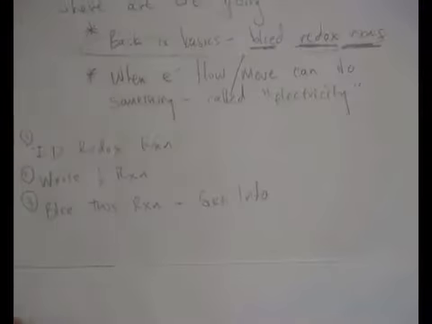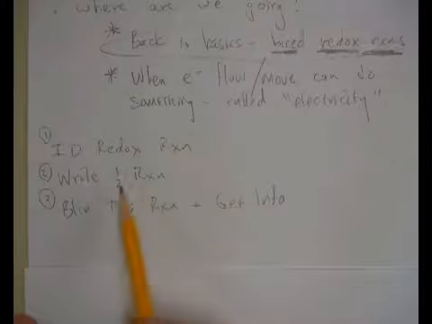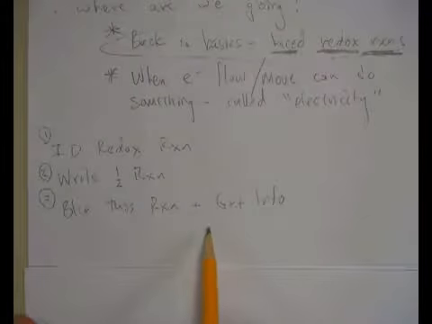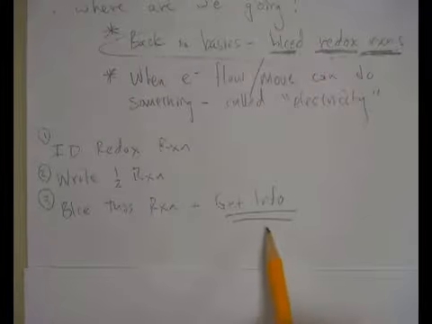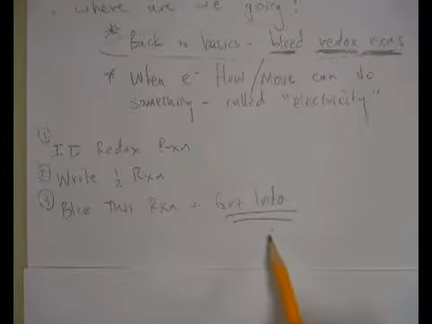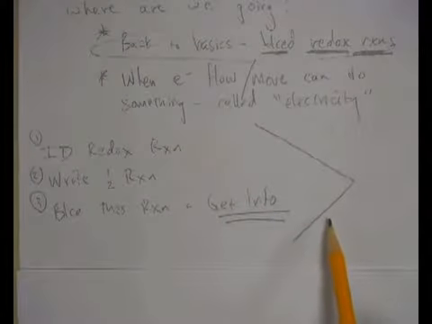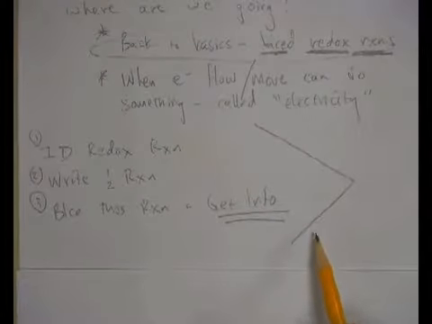So here's the three goals of this video cast. Number one, we're going to identify a redox reaction. Number two, we're going to write what are called the half reactions of that redox reaction. And then number three, we're going to balance the reaction and get some information about it, like what's oxidized, what's reduced, what's the oxidizing agent, what's the reducing agent. And you need to get really good at these three things, and really fast at these three things.